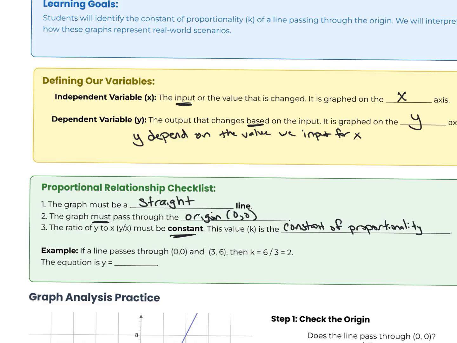So for an example, if we have a line that passes through (0, 0) and (3, 6), then we can look at the change in our y and our change in our x. Our y value is 6, so that's why it comes first. Our x value is 3, that's why it comes second. 6 divided by 3 is 2. So our equation is y equals 2x, where 2 is our constant of proportionality.